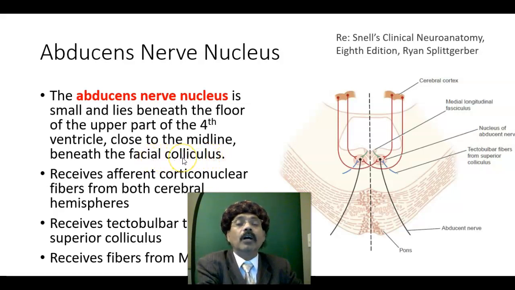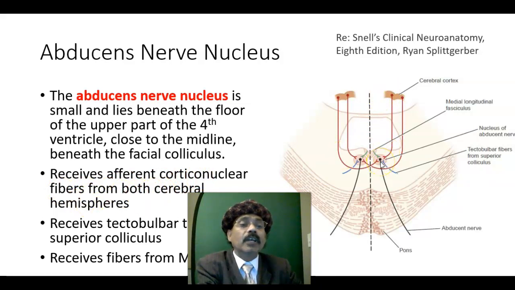The facial colliculus is formed by elevation of the floor of the fourth ventricle due to the motor nucleus of the facial nerve passing over the nucleus of the abducens nerve. That is present in the lower part of the medial eminence. So that is the facial colliculus, and it receives afferent corticonuclear fibers from both cerebral hemispheres.